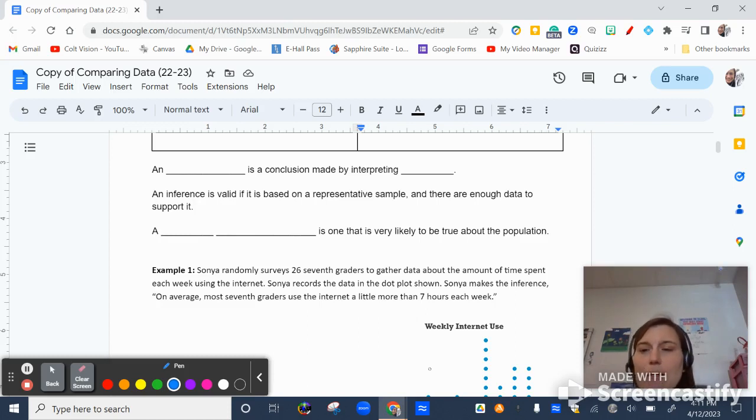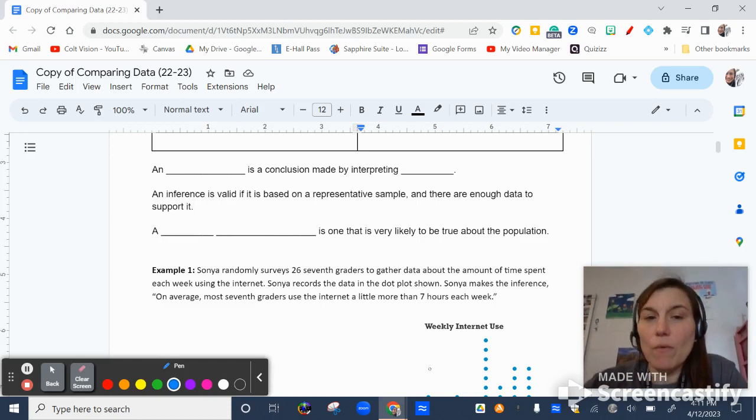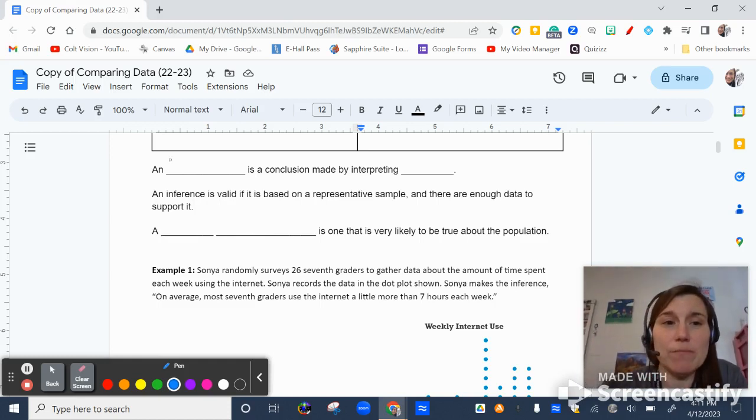Hi, we're going to talk about comparing data and making inferences. So, what is an inference? An inference, I'm going to put inference here, is a conclusion made by interpreting data.